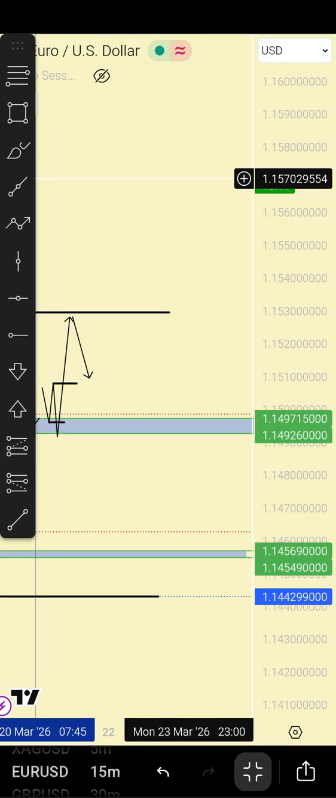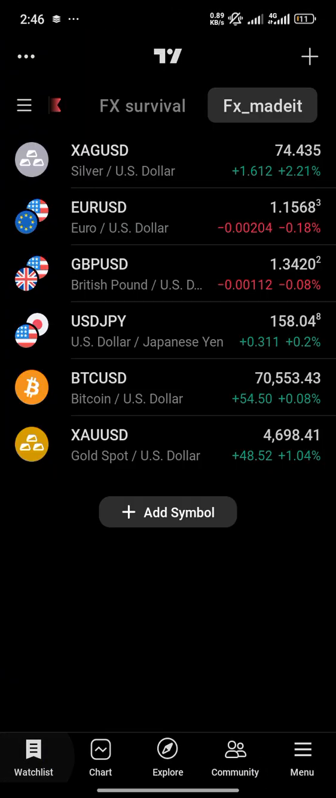What I do is I actually open my chart. I wake up around, let's say, 5:30. I open my chart that time, plan my day, and look for setups. Let me show you my watch list. This is just what I trade: silver, EUR/USD, GBP/USD, USD/JPY, BTC, and gold.